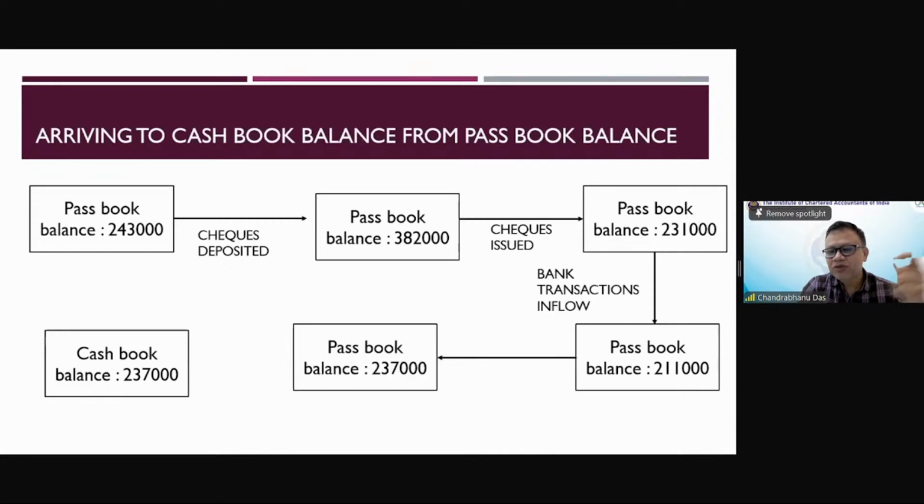Then the passbook balance increased to 2,37,000. What happened? There is a bank outflow. Now the outflow is increasing the balance because that outflow is added, because the cash book doesn't know about it. So we have to behave like the cash book. Now finally, the passbook is behaving like the cash book, and the passbook and cash book balances are matching at 2,37,000. So this is the typical way companies try to arrive at the cash book balance from the passbook balance.